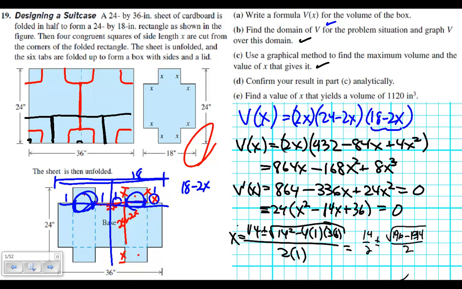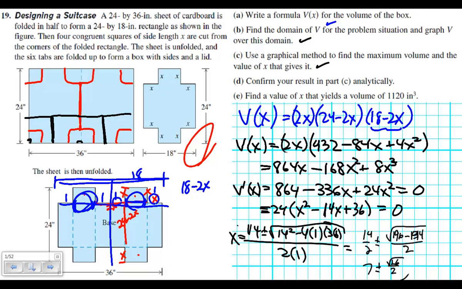No, you've got to take the root. So there's 196 minus 144. You take the square root of 52, which has a 4 in it. Take the 4 out, you get 2 root 13, and the 2's cancel out. That's what he said. 7 minus the square root of 13.